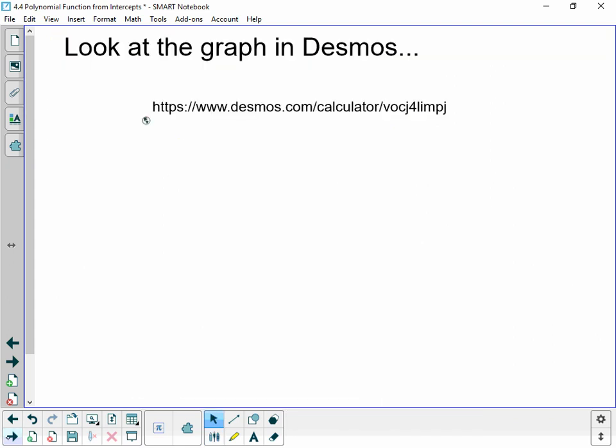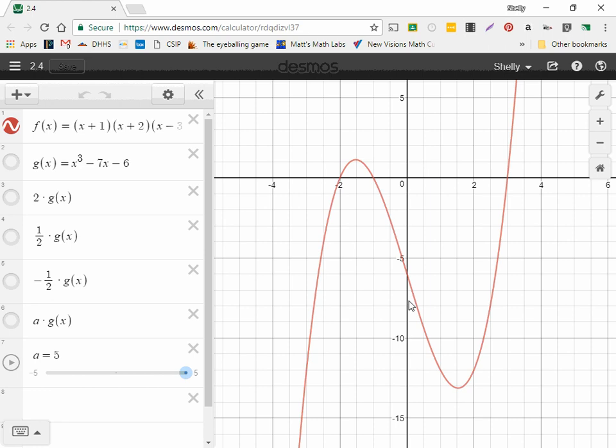So that's our first function. Here's the graph in case you wanted to look at it. Let me pull that up for you. So you have zeros, or x-intercepts, at negative 2, negative 1, and positive 3.